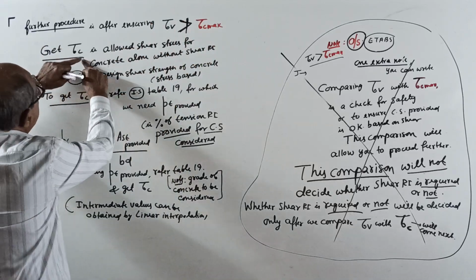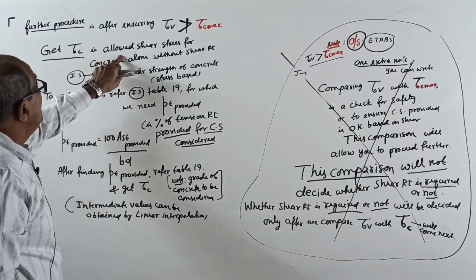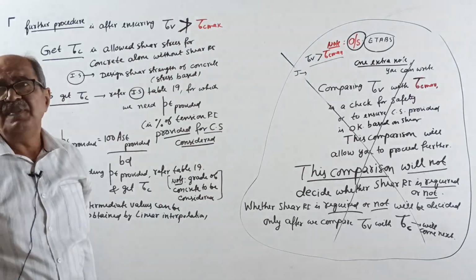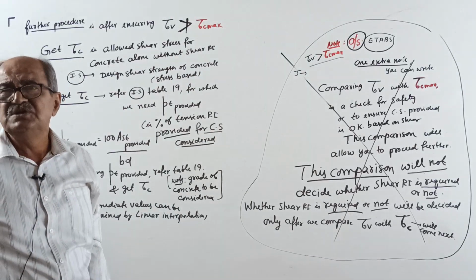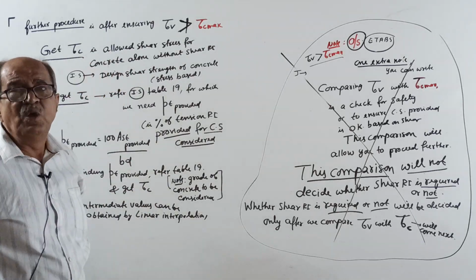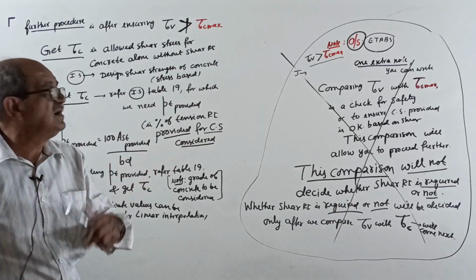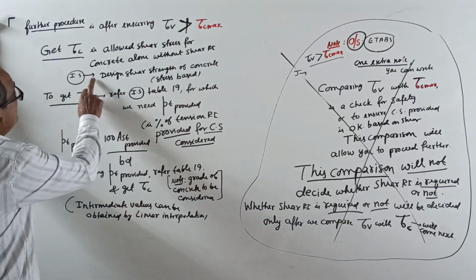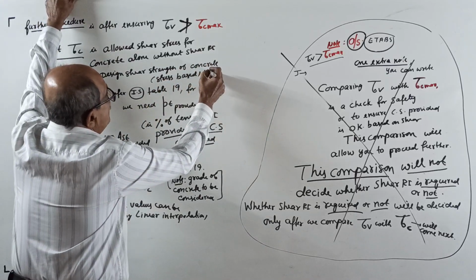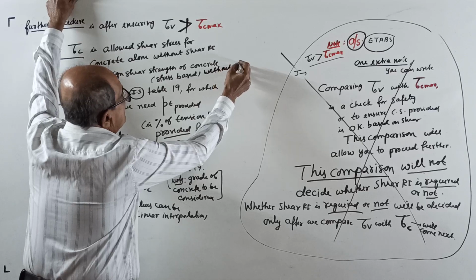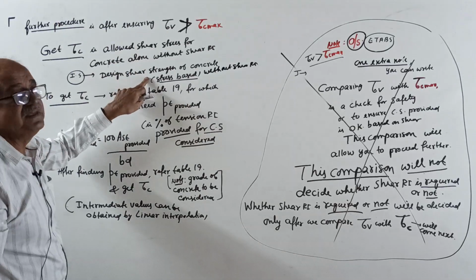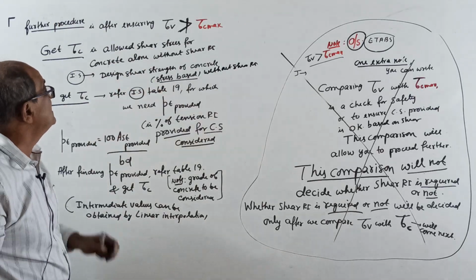Okay. Get tau c. Tau c means allowed shear stress for concrete alone without shear reinforcement. That means only concrete, no help from shear reinforcement. How much shear stress can concrete alone resist? This is what I told in the working stress method. Now, the IS code tells the design shear strength of concrete without shear reinforcement, but it is stress based. Sometimes strength is also used for force, but this is stress based. Okay.